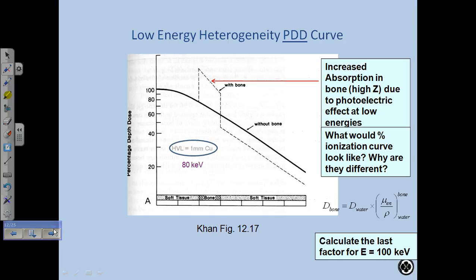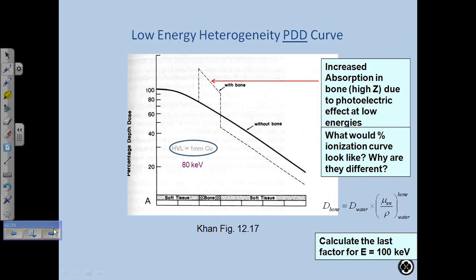All right, so let's look at some more theoretical stuff here. This is a graph of 80 keV photons. These are the questions that you might see on the boards, by the way. They like to throw this stuff at you because it's a little confusing. So here's a graph of 80 keV photons, the PDD, percentage depth dose.